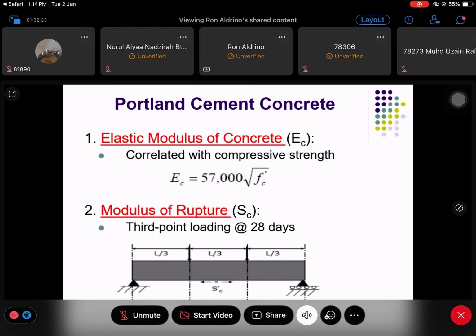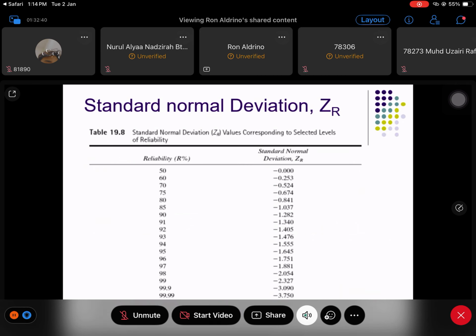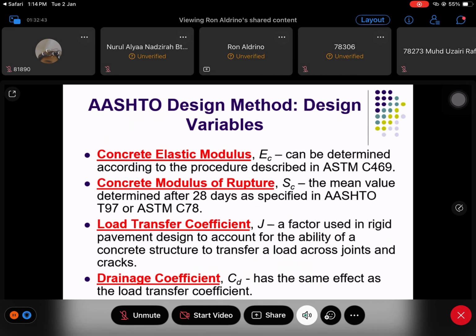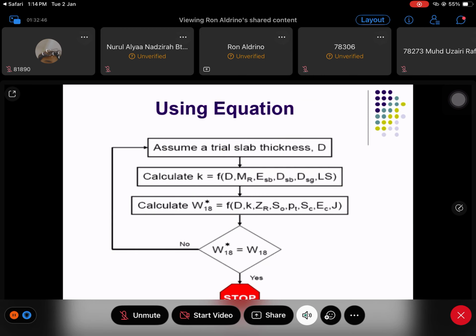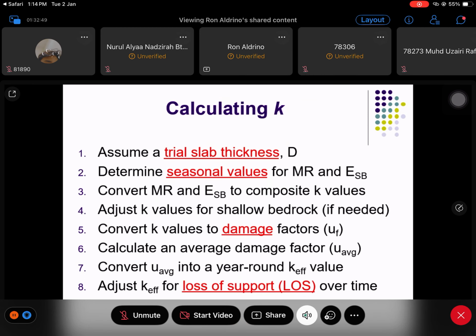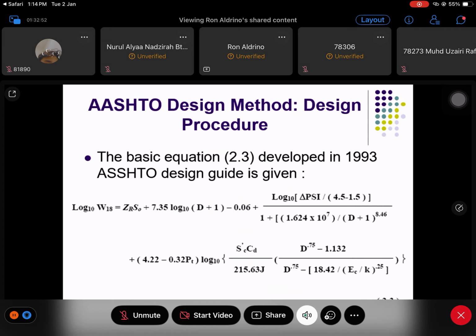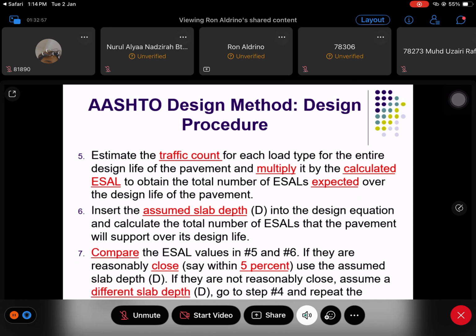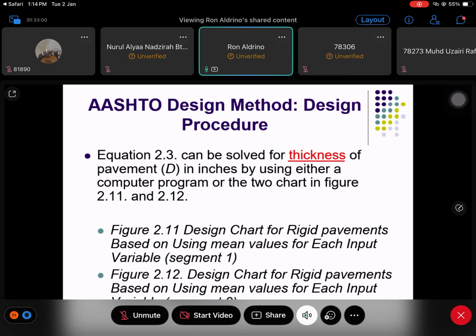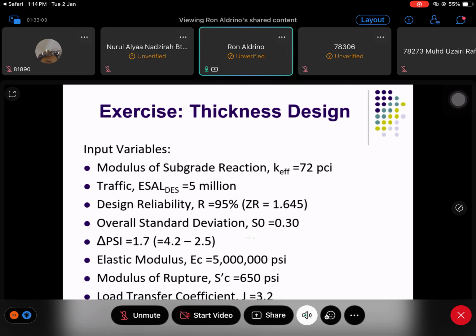Okay. So for the next one, any other questions for that? Before I go to the next example. Any other questions? Okay, no questions, right? So let's move into this.